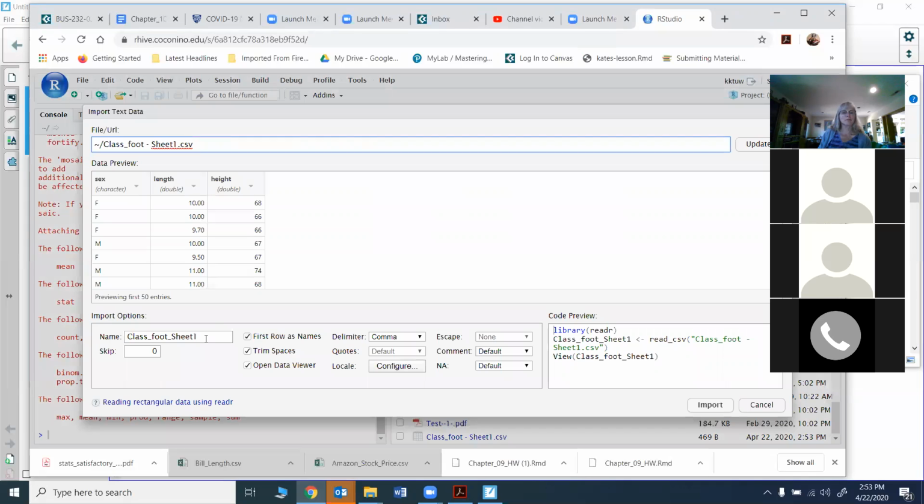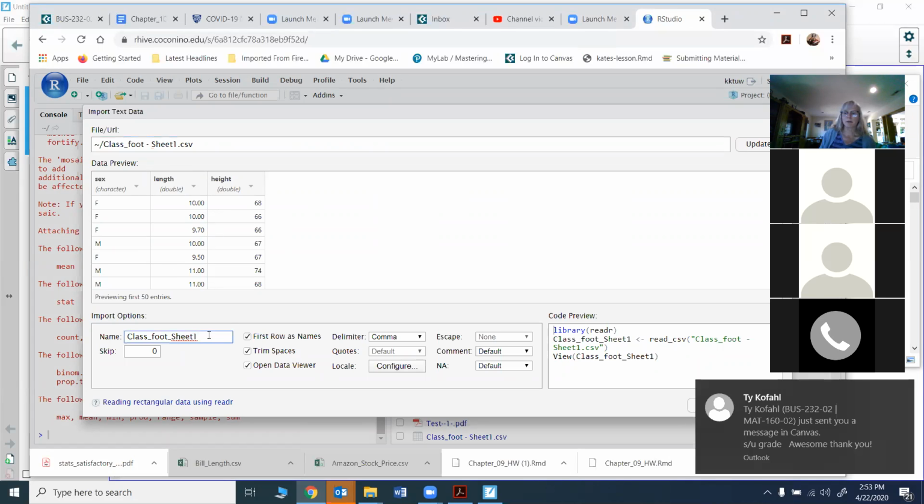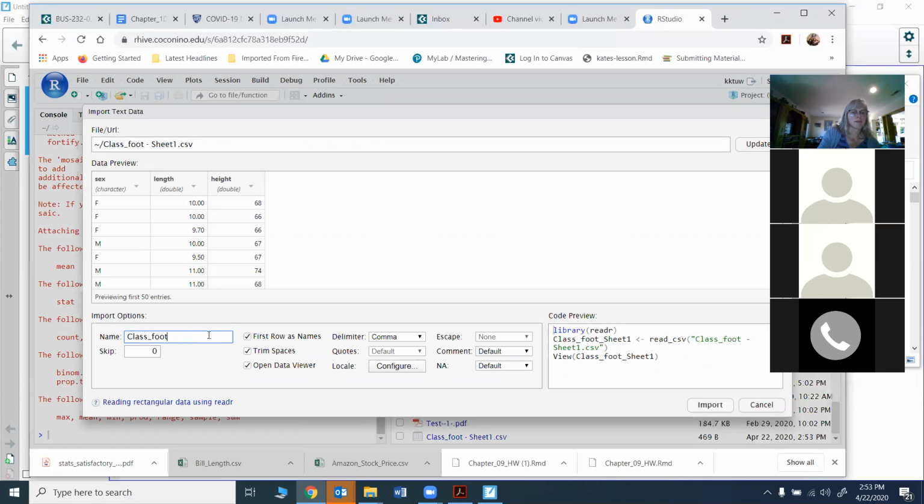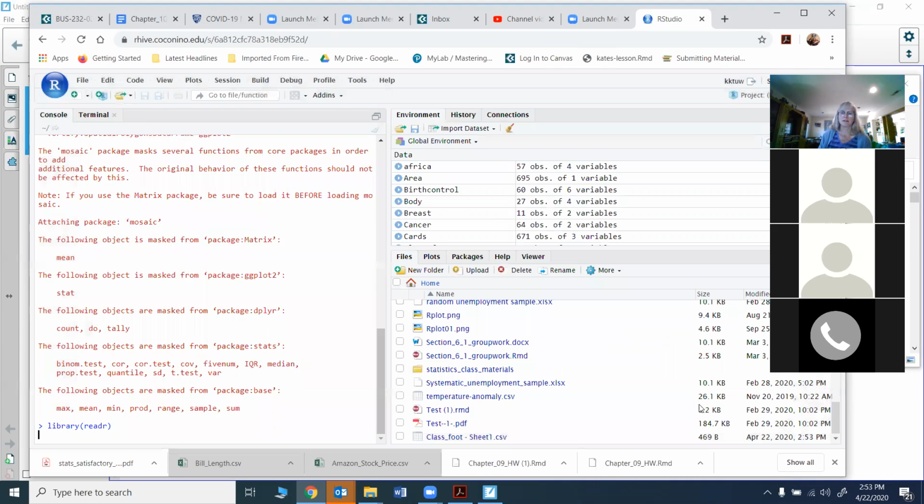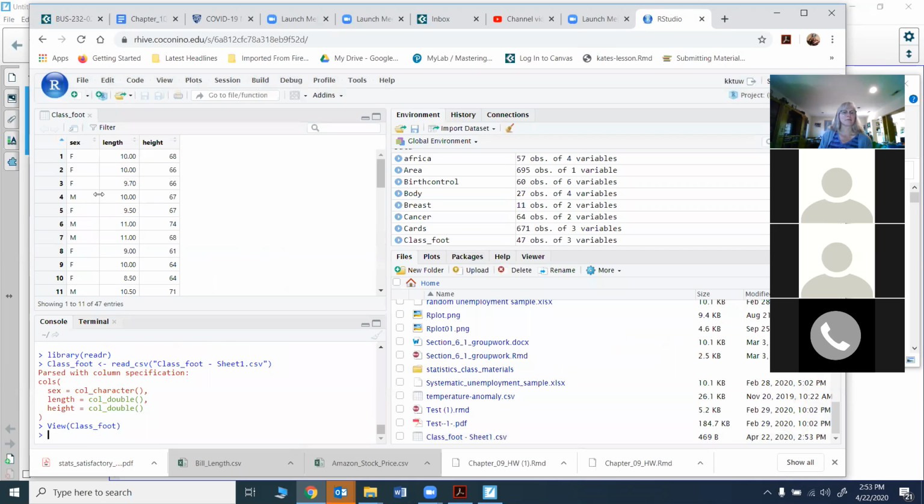And then the only thing I would suggest you do, this just shows you what the data set looks like. I wouldn't change the name up here, but I would get rid of this sheet 1 and just call it class foot, because this is going to be the name of the data set. And you don't want the data set or data frame to have a really long name. So I just changed it to class foot all by itself. You can import it, and there it is again. So we did this last time. I was just reminding you how to do that, so you can do it for your project also.